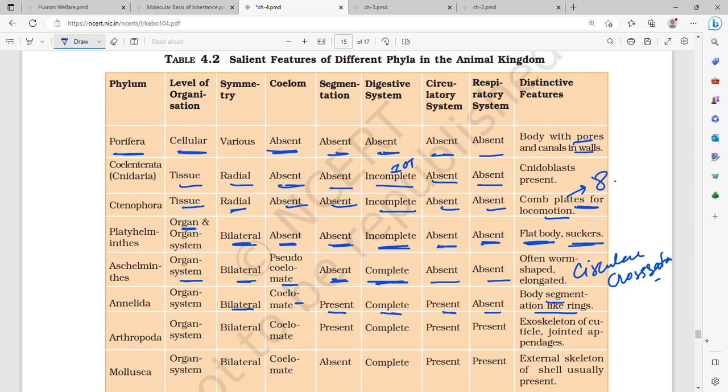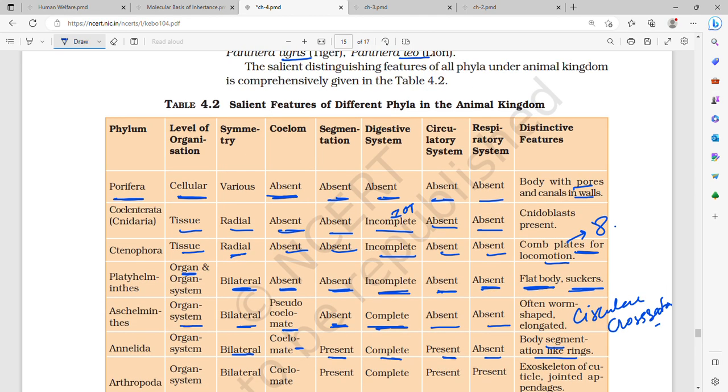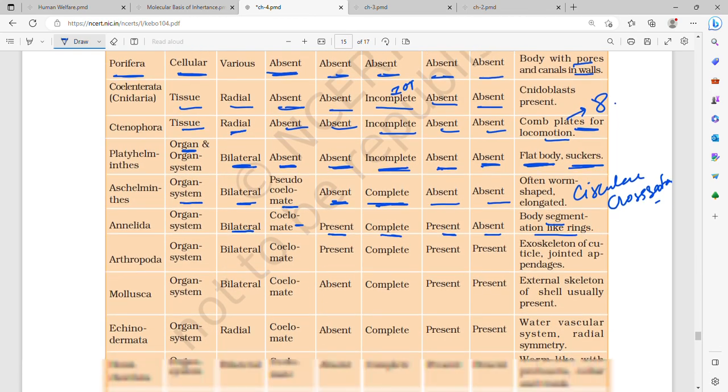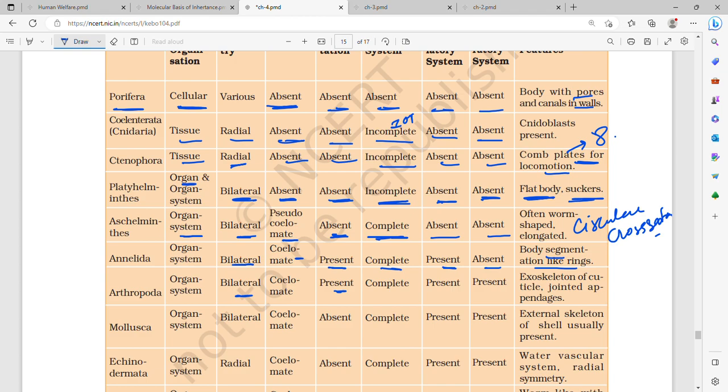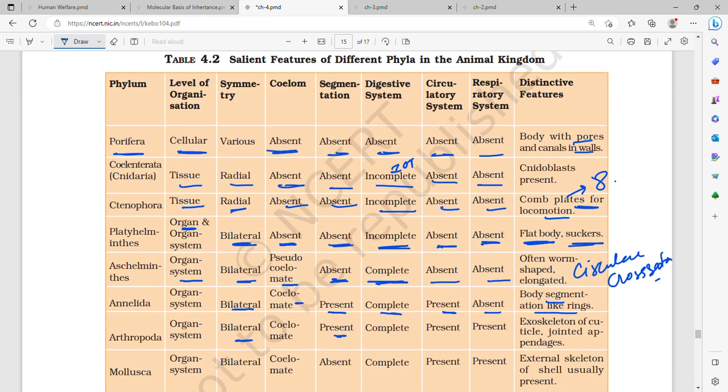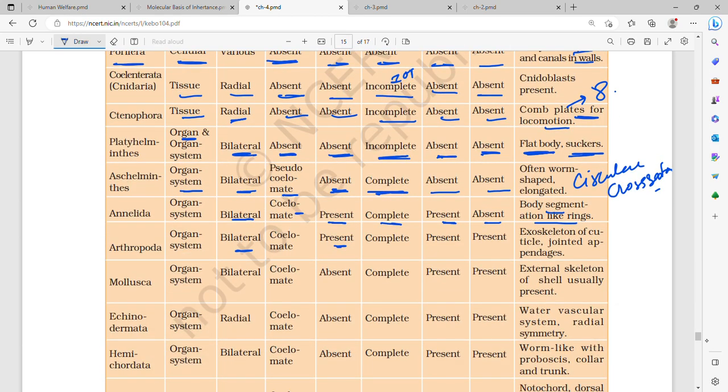Platyhelminthes have flame cells which help them in excretion and osmoregulation, whereas Annelida have nephridia which help them in excretion. Then Arthropoda: organ system level of organization, bilaterally symmetrical, coelomate. The digestive system is complete, and segmentation is present, external segmentation.